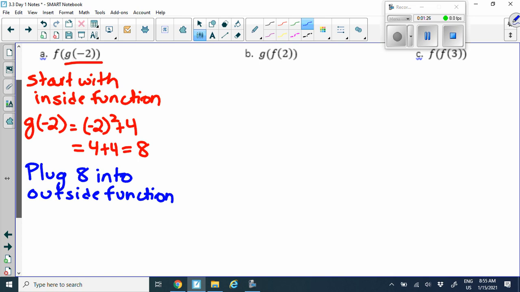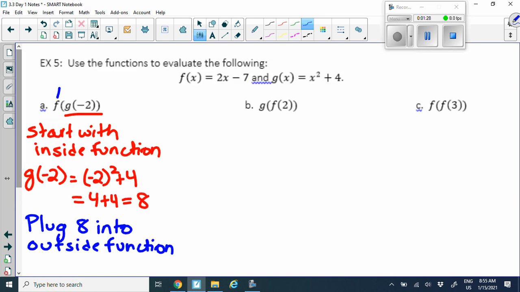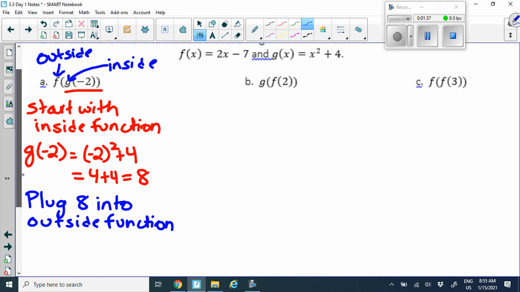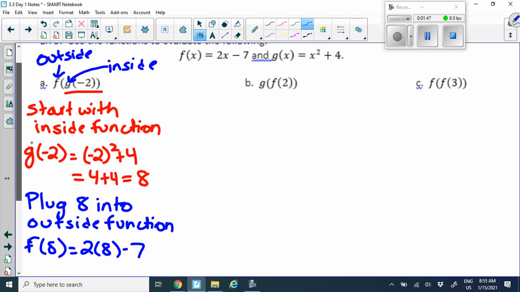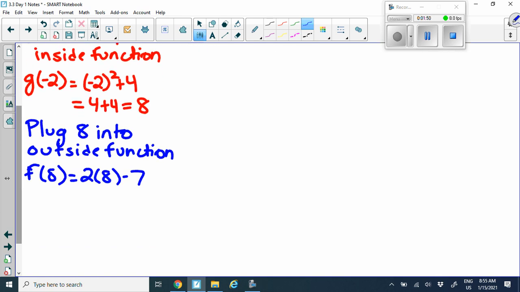Our f of x is 2x minus 7. So I have f of 8, and then I'm going to have 2 times 8 minus 7. So that gives me 16 minus 7, which gives me 9.